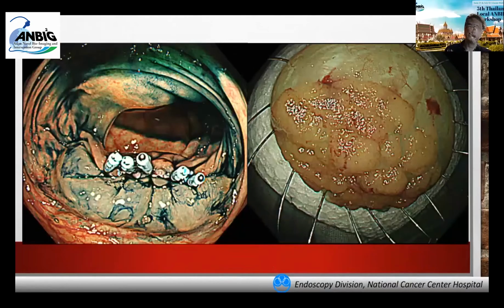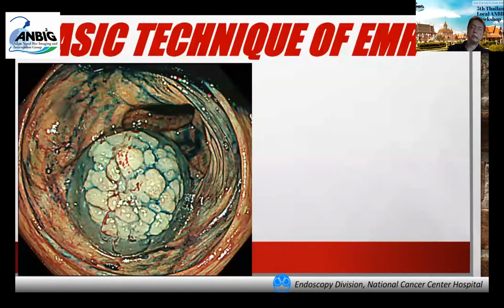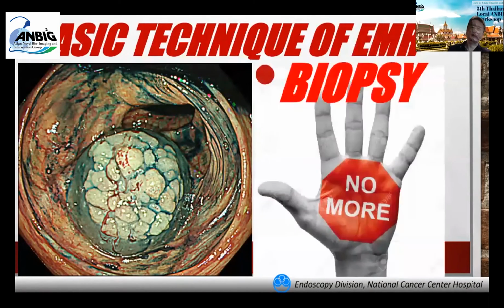En bloc resection in the outpatient clinic was possible. The histology revealed tubular adenoma, curative resection was achieved, no recurrence. For the basic technique of EMR, no biopsy, especially for this kind of flat region. In this case, we could perform en bloc EMR by day surgery, but if you take 1 or 2 biopsies before EMR, this kind of excellent EMR would be really challenging.